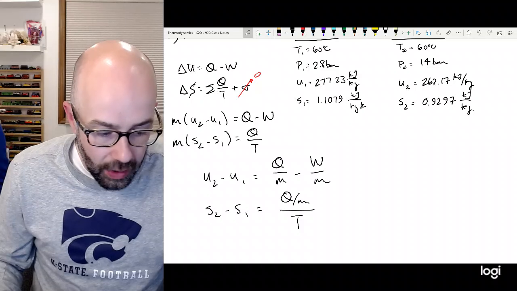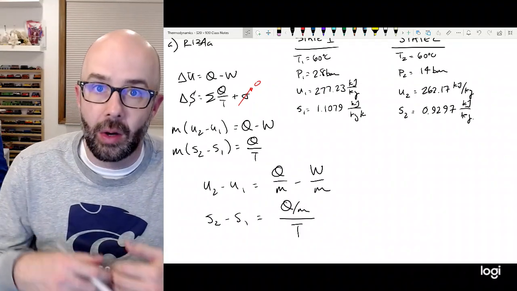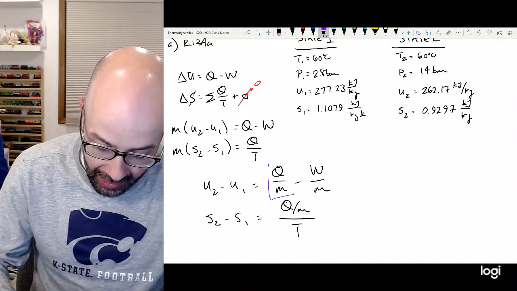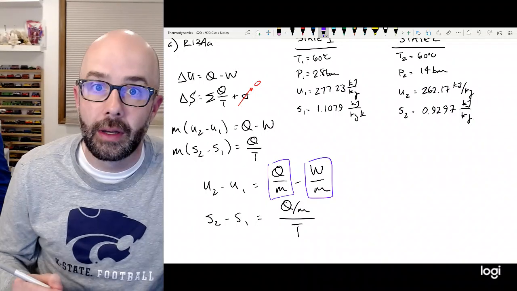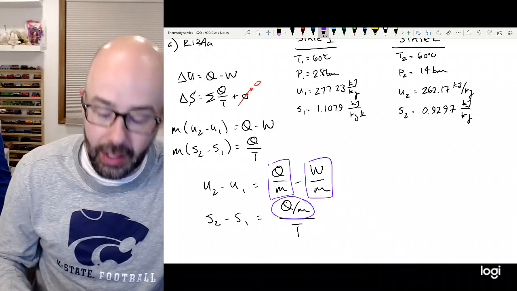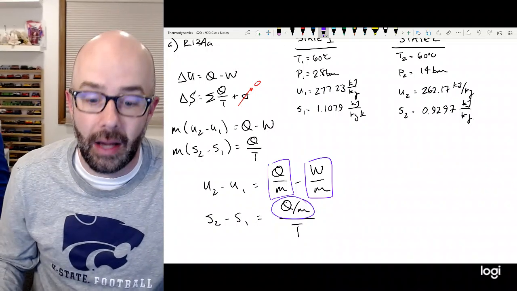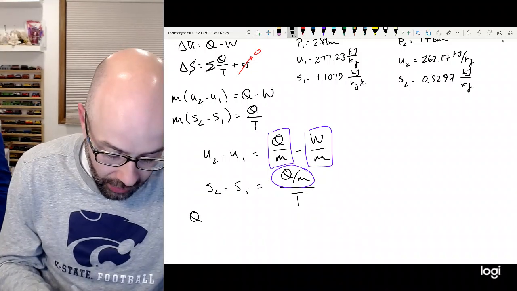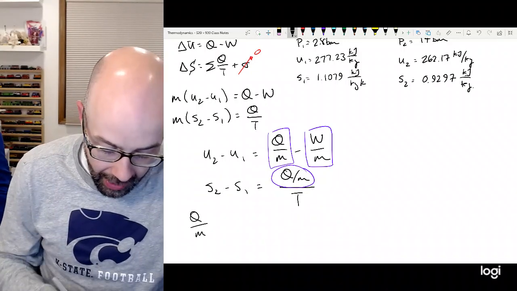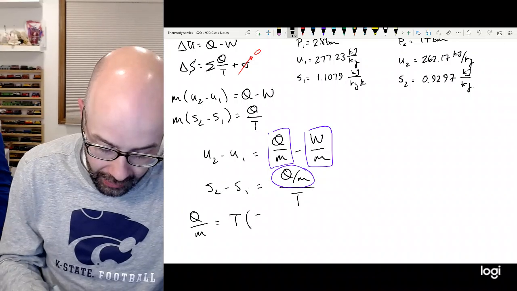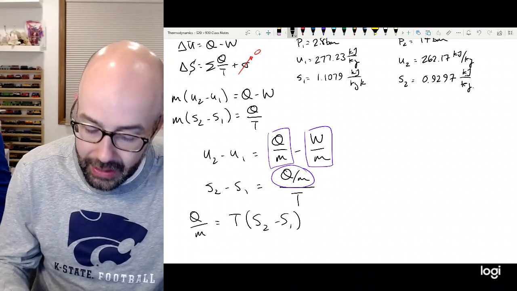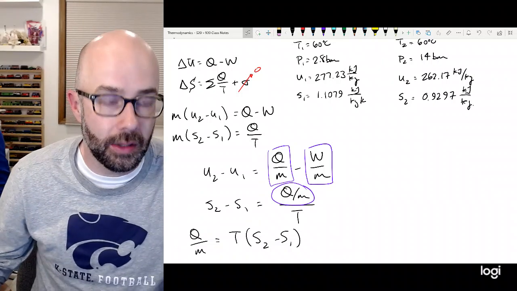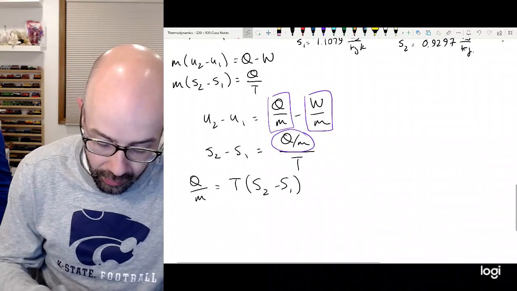So everything will work out unit-wise with what we're going to be doing here. Now, I want to figure out the work and the heat transfer. In this first equation, I have two unknowns. And in the second equation, I only have one unknown. So I'm going to go with the second law, absolutely, to start off with. And we're going to solve for the heat transfer over the mass, which is going to be equal to the temperature times S2 minus S1. So this is where it's convenient that it's isothermal.